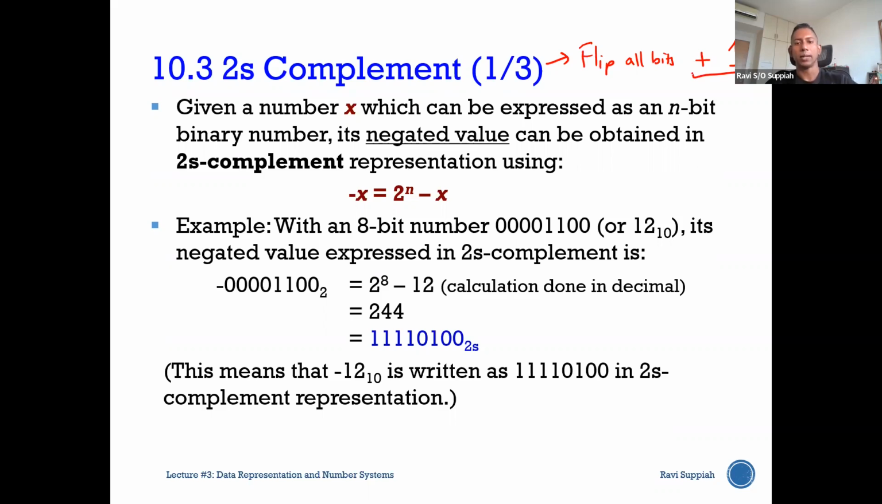All right, so let's look at it in the same way. So 12 is given as this binary stream over here. Let me write it over here: 0000 1100. The first thing I need to do is flip the bits. So it becomes 1111 0011. And after that I need to add a 1.